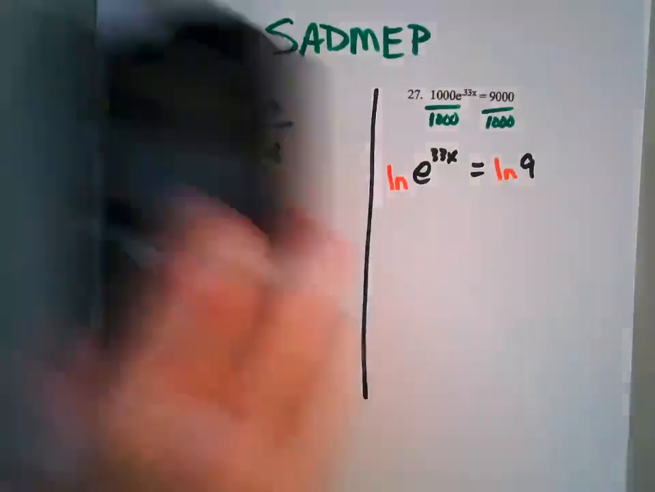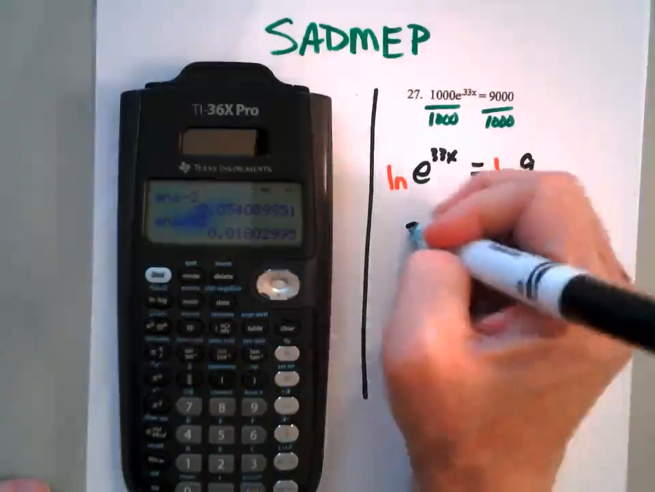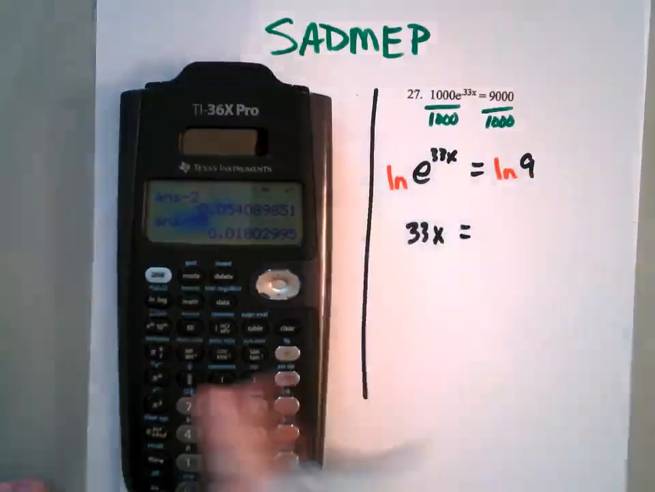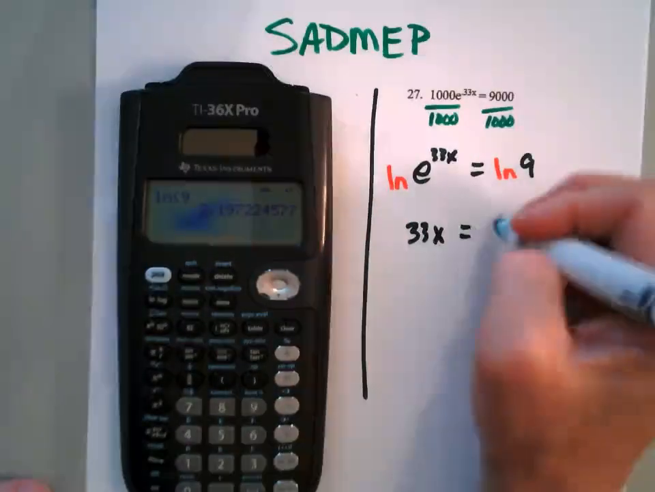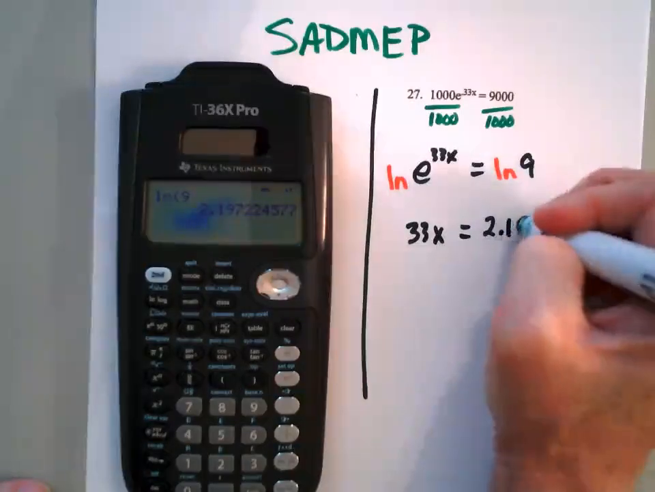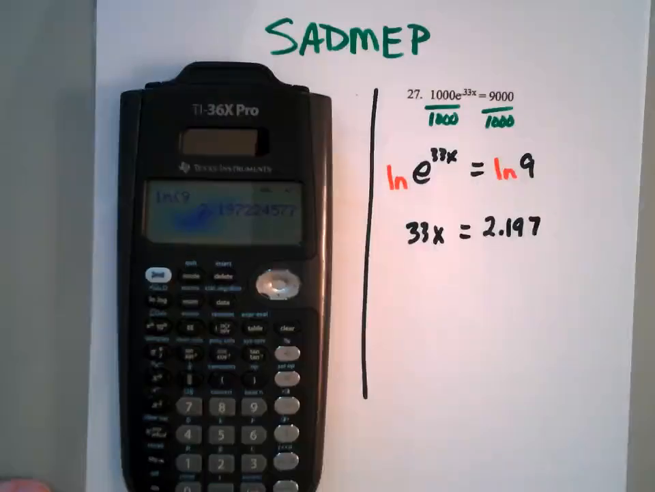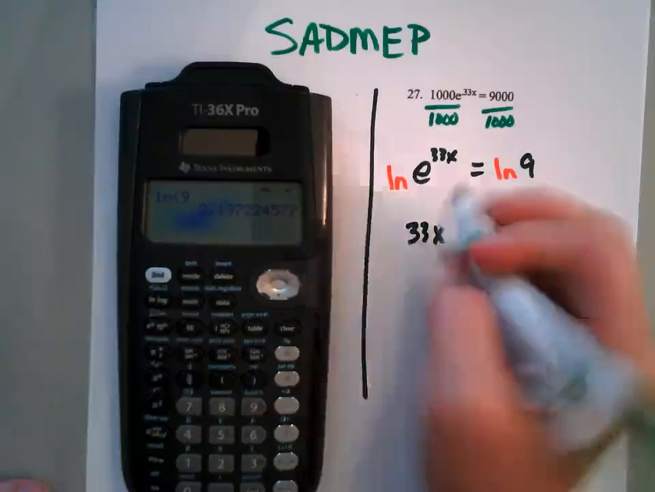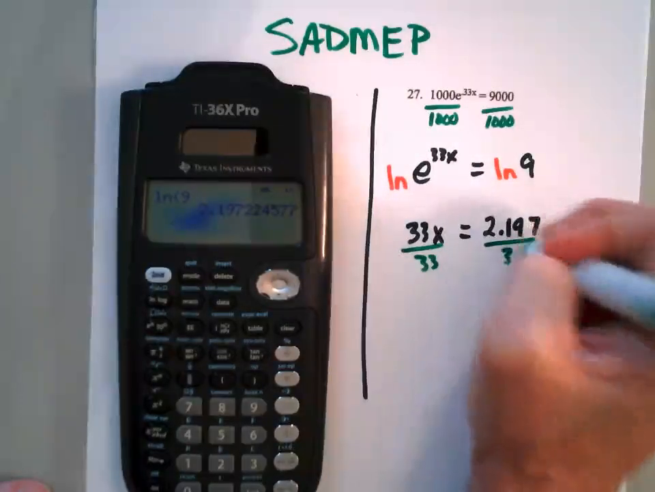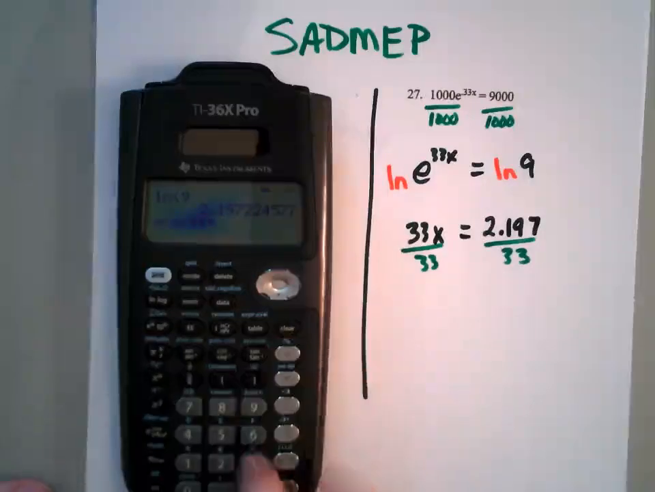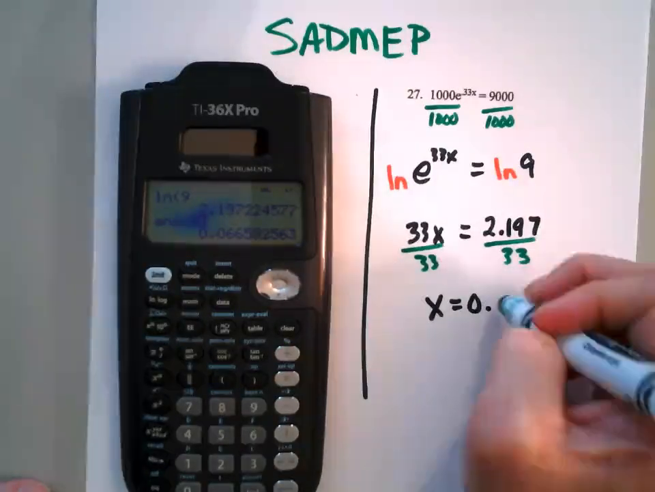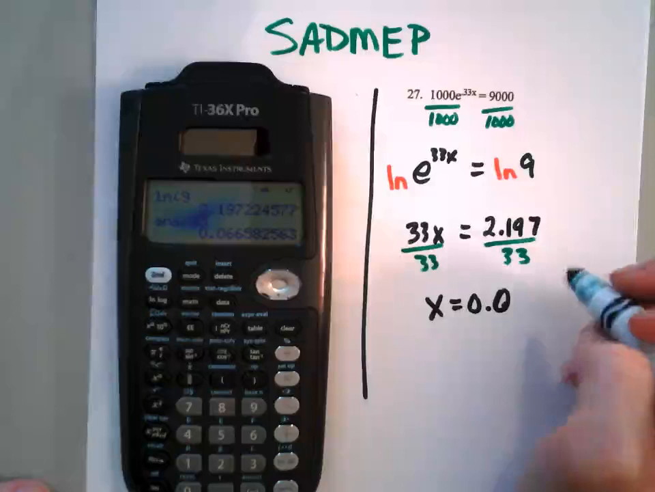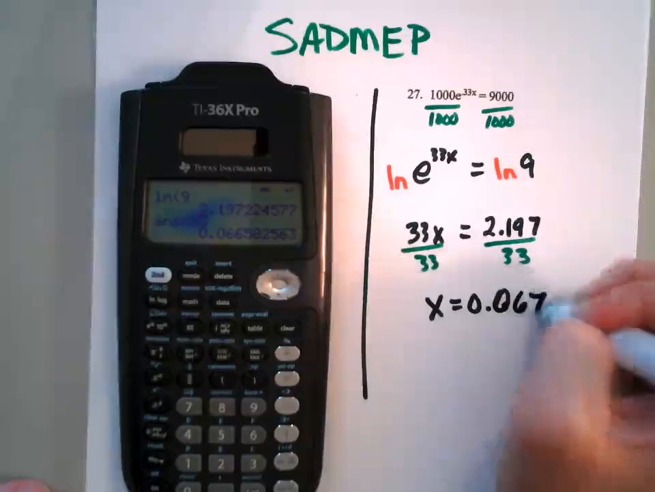So the calculator comes in. 33x equals the natural log of 9. 2.197. Divide by 33. Going to get a very small decimal. It's okay. Just let the calculator do the work. X equals 0. Some of y'all aren't going to like this answer. 0.0. Oh, that's okay. 67.